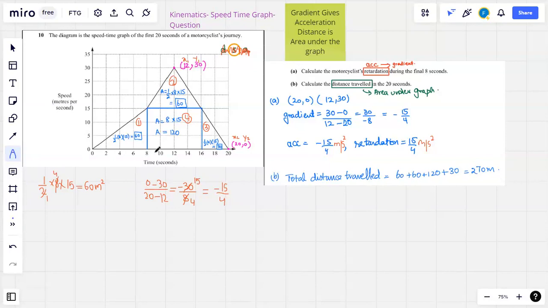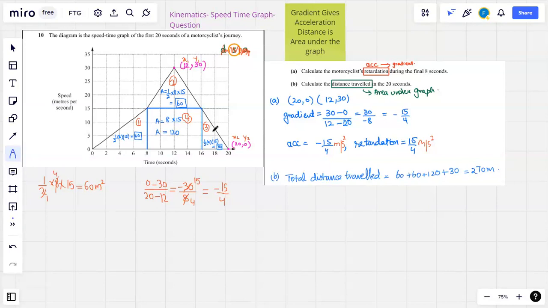What about the second area? The second area, again this triangle from top to bottom, the height is 15 and the base is from 8 to 16. So 16 minus 8 is 8 again. The value will come out as the same. Area is equal to half, 8 multiplied by 15. This will be cancelled out. The area will again be 60.